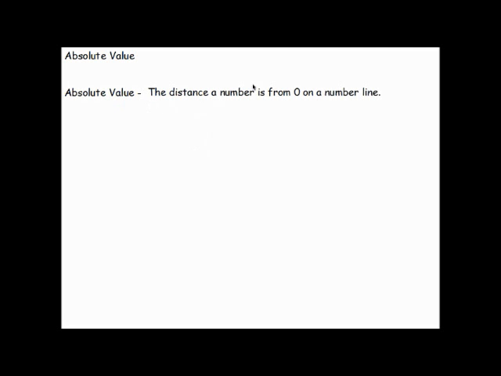Absolute value is just the distance a number is from 0 on a number line, so we just count left to right no matter which way it is, back to 0, and that'll tell us what the absolute value is. So, remember, absolute value always makes a number positive.